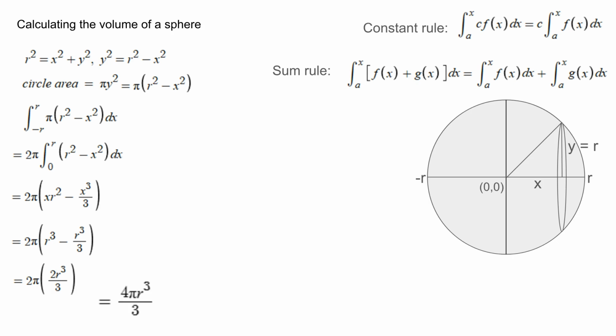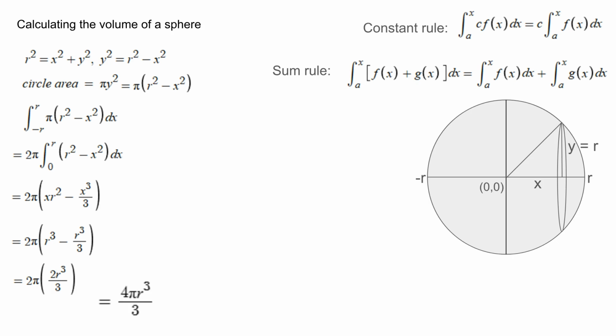We will now find the integral of the equation, which is 2 pi multiplied by x r squared take away x cubed over 3. Since we use the reverse power rule and r is a constant, we just multiply it by x. We then substitute r for x, which gives us 2 pi times r cubed take away r cubed over 3. This is because we only need to deal with the antiderivative when x equals r.